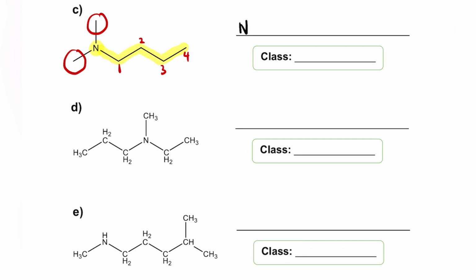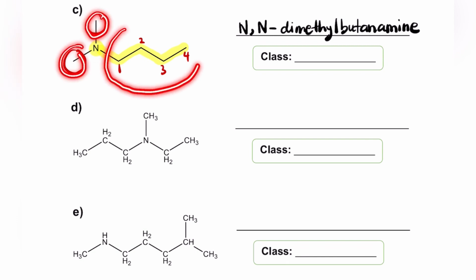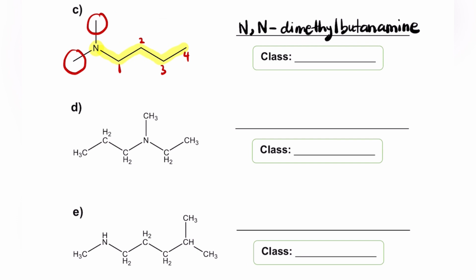So N, N dash dimethyl. And the parent, our 4 carbons for amine, will become butanamine. So this is the name. And you can see that at the nitrogen we have 3 alkyl groups, 2 methyl, then this one another 3 alkyl groups. So you have this amine as class tertiary amine.